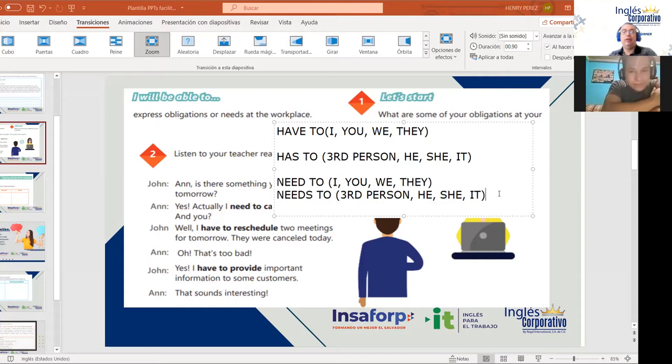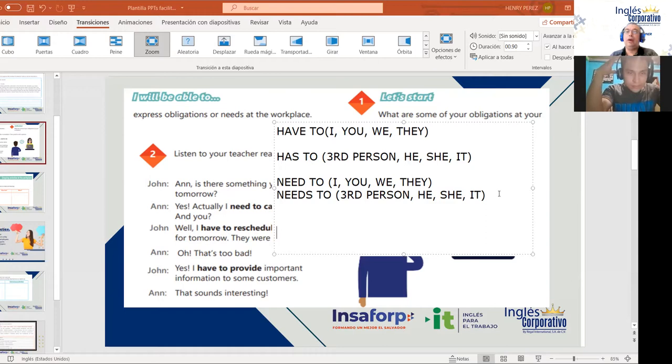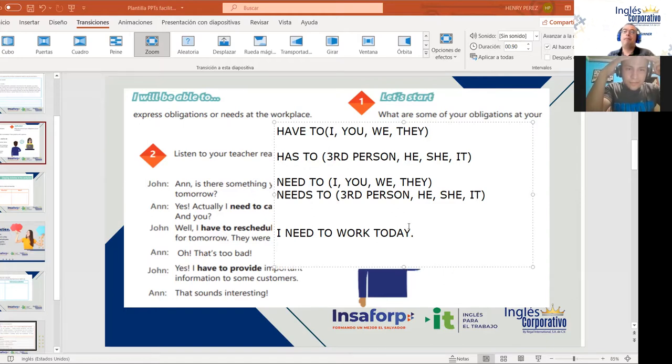Okay. Entonces, si yo te digo algo, I need to work today. Yo necesito trabajar hoy. Si yo lo estoy diciendo, ¿cómo lo vas a decir tú en tercera persona? Si tú se lo vas a decir a alguien que esté a tu lado y le dices lo que yo acabo de decir, puedes usar mi nombre. Okay, ¿cuál es mi nombre? Henry. Henry needs to work today. Very good. Y ahí lo estás diciendo, ¿qué?